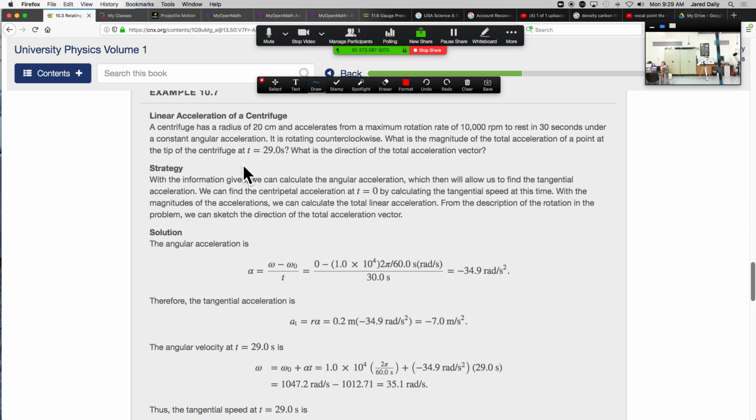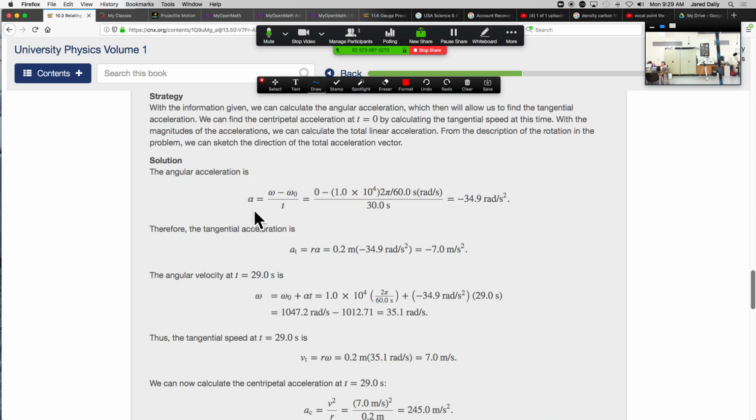Anyway, once we do that, they calculate the acceleration by simply taking the difference in the omegas and dividing by t. Remember that the omega of 10,000 RPM needs to be converted, which they do right here. 2 pi divided by 60 is the conversion to radians per second. And then, of course, the final one is 0. That doesn't have to be converted at all. And then in 30 seconds, and because it's constant, you get a negative 34.9 radians per second squared of angular acceleration. So that is our angular acceleration. What is the tangential acceleration going to be?